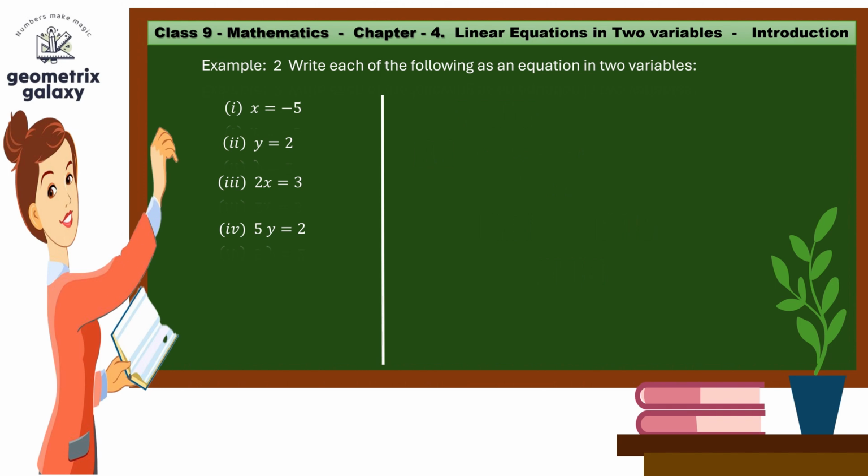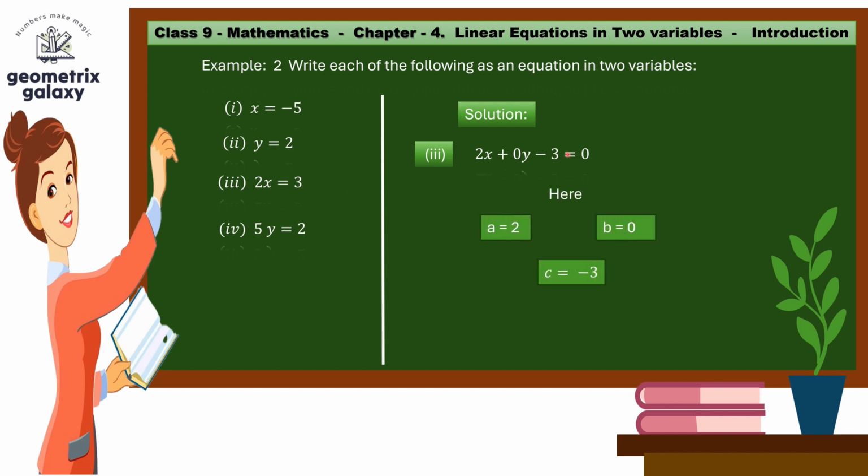Third subdivision is 2x is equal to 3. We have x term but we don't have y term, so we can write this as 2x plus 0y minus 3 is equal to 0. So a takes the value 2, b takes the value 0 and c takes the value minus 3. Here also the 3 in the right hand side is taken to the left hand side as minus 3.